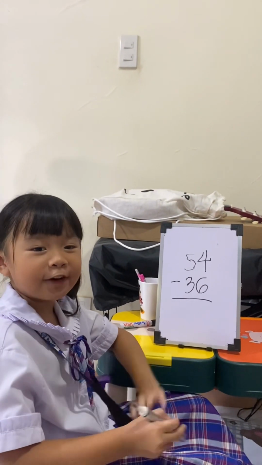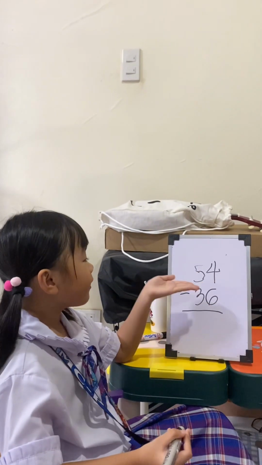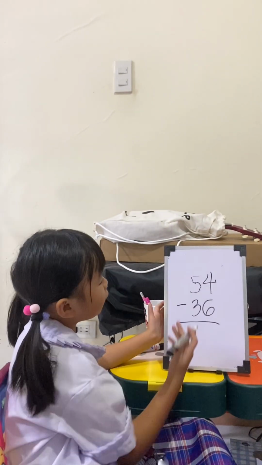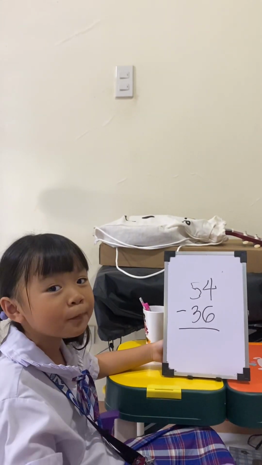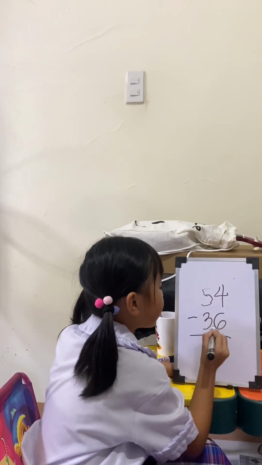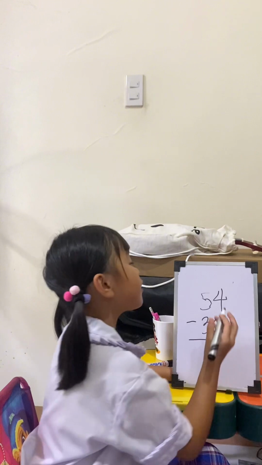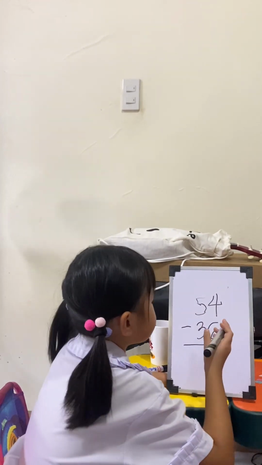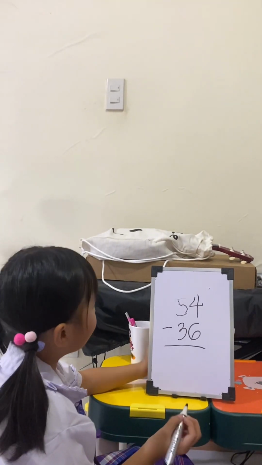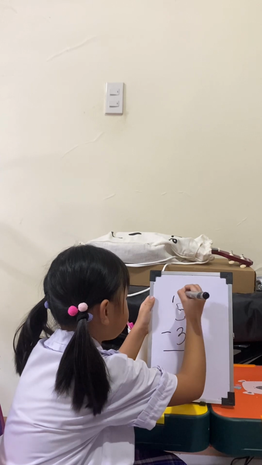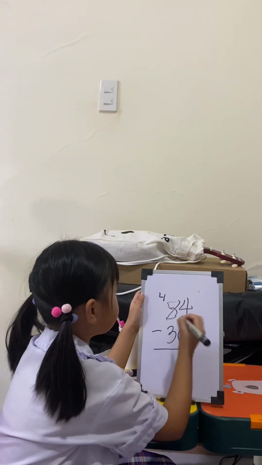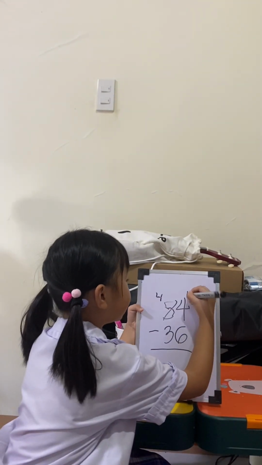So now we have our second example, that is 54 minus 36. So first, we need to subtract the numbers from the ones position. So 4 minus 6. Since 4 is smaller than 6, we need to borrow 1 from 5. So 5 will become 4. And 4 will become 14.